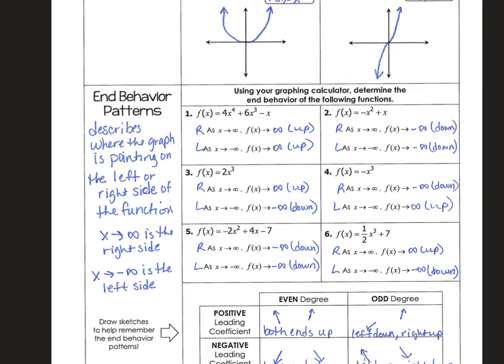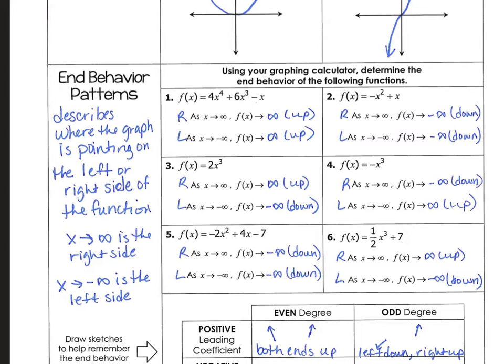But basically, end behavior describes where the arrow is pointing at the end of the functions on the left or right side. As x approaches infinity, that's the right side of the function because x is getting more positive. As x approaches negative infinity refers to the left side of the function. So on this assignment, everything is right first and then left. On your Delta Math, I believe it is the same way, but just pay attention. X approaching positive infinity is the right. X approaching negative infinity is the left. And in math, that arrow means approaching.